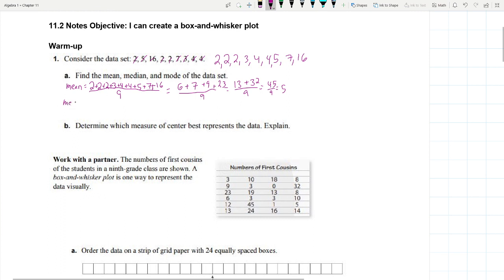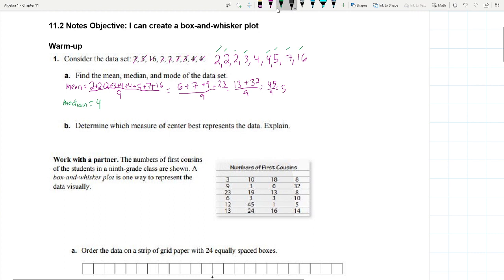My median, and I'm actually going to change colors here to green so that we can see the difference. The median is the middle number whenever they're organized from least to greatest. The way to do this is I would just put a tick mark above it. So 2 and 16, they cancel out. 2 and 7 cancel out. 2 and 5 cancel out. 3 and 4 cancel out. So that just leaves me with 4.